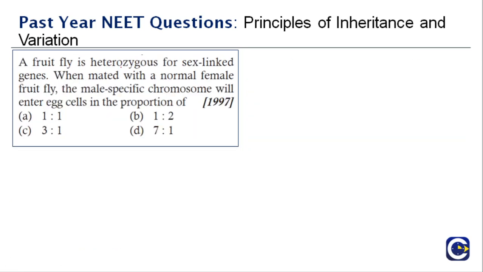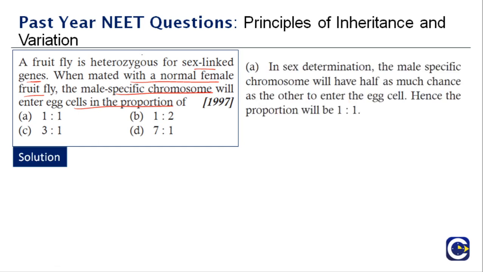A fruit fly is heterozygous for sex-linked genes. When mated with a normal female fruit fly, the male specific chromosome will enter egg in the proportion of what? So when mated with a normal female fruit fly, the male specific chromosome will enter the egg cell in the proportion of 1:1. In sex determination, the male specific chromosomes will have half as much chance as other to enter the egg cell. Hence the proportion will be 1:1. Answer is option A, 50% chance.